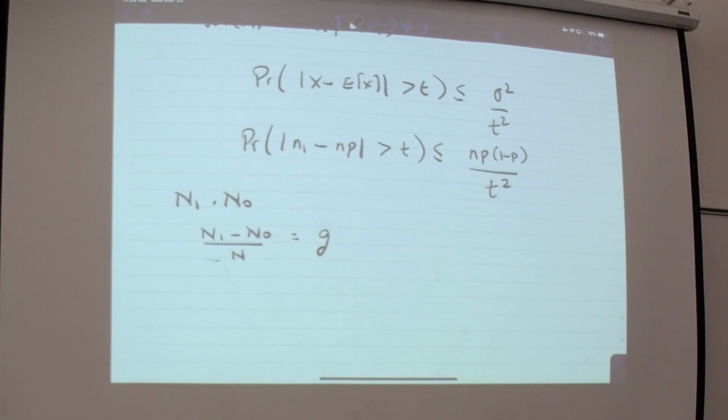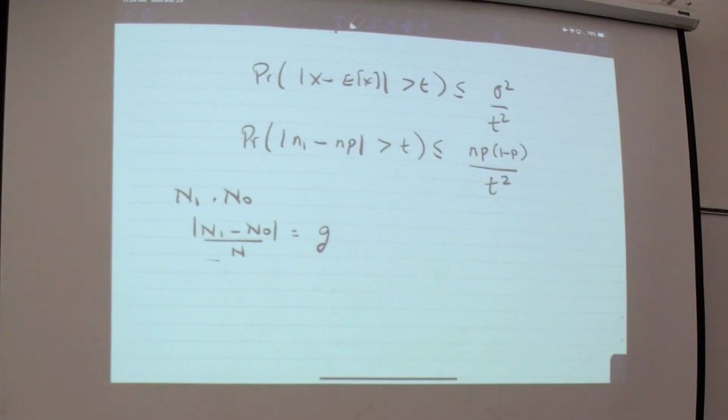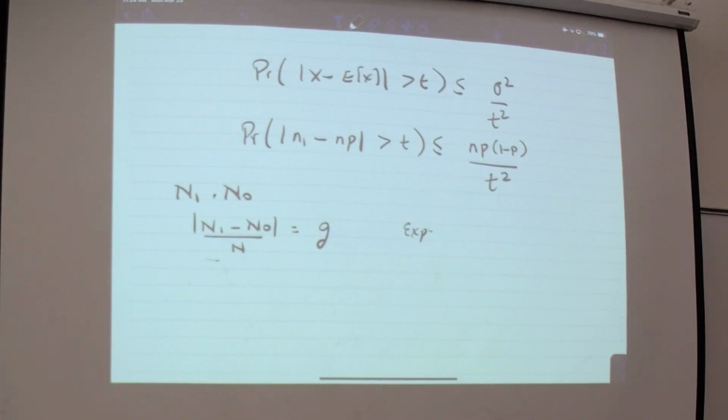And now we want to do this estimate. So if you think about the gap between n1 and n0, what will happen is in your sample, you can think of the expected gap. And you can show this. It will be something like the expected gap will be something like n times g. So it's the original gap scaled down to this.